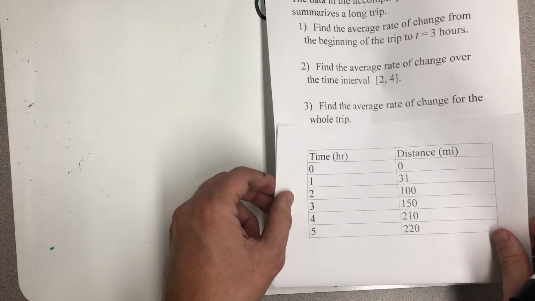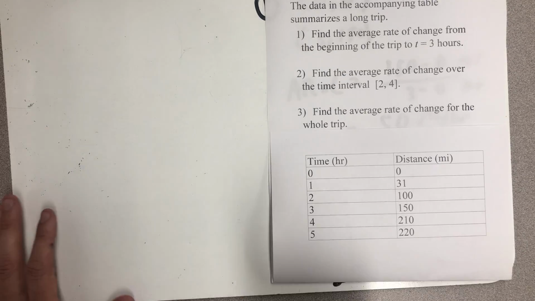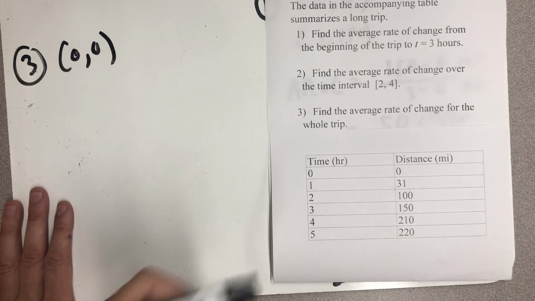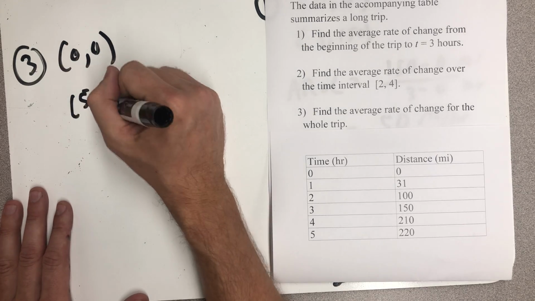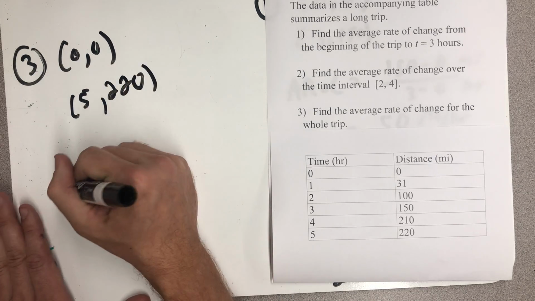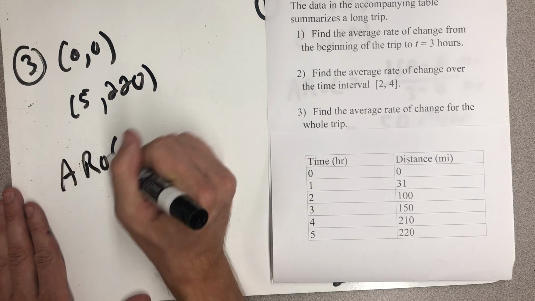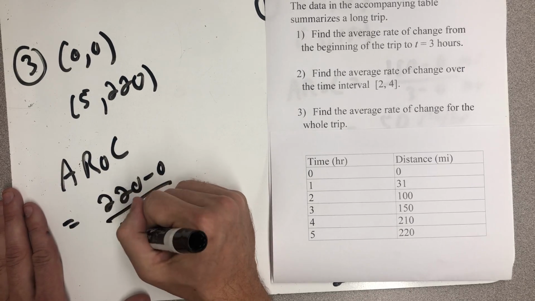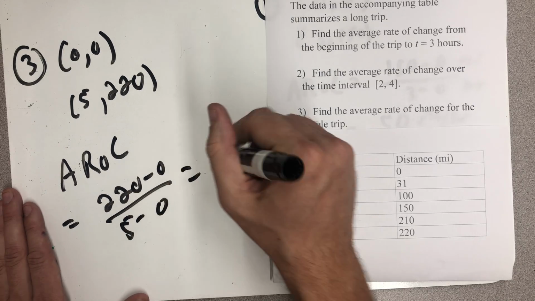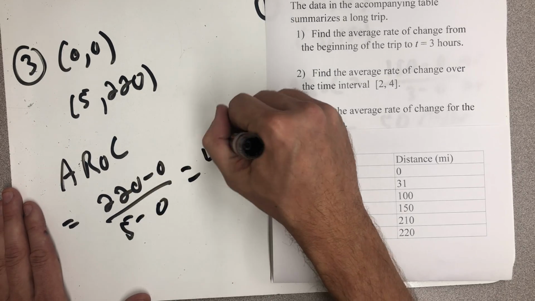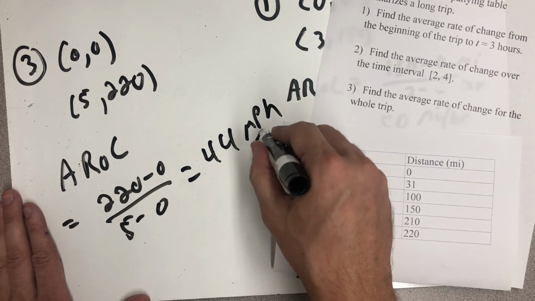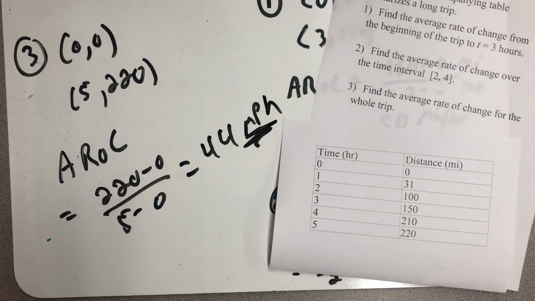All right, finally, the third one, we're supposed to find the average rate of change for the whole trip. So that would be from hour 0 to the last hour, hour 5. Again, the average rate of change, just a slope: 220 minus 0 over 5 minus 0. 220 divided by 5 is 44, and again in miles per hour. Units are always important. Don't forget the units.